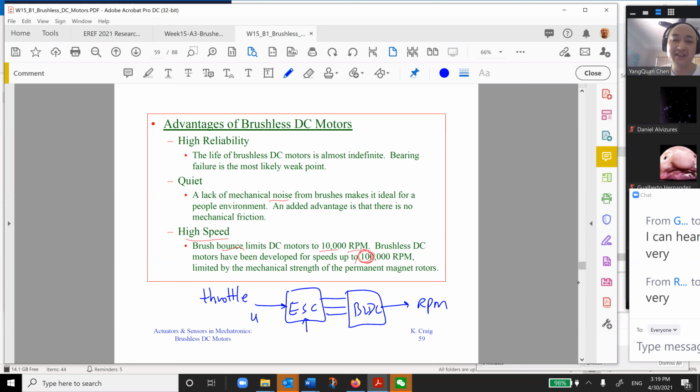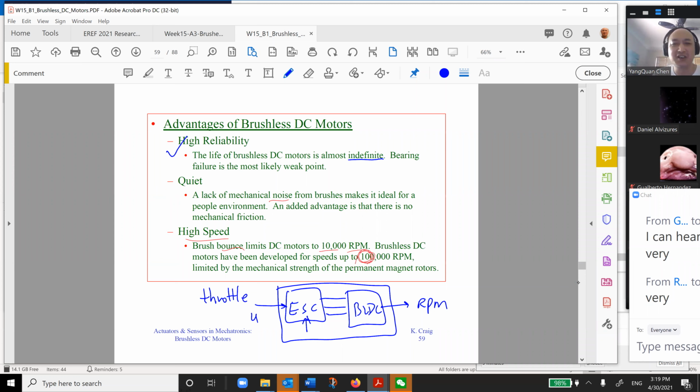Okay, but how is this working? That is the ESC part. They already commercialized everything. So it is so simple, also reliable, and cheap. So high reliability is the first consideration. You keep using it, it's indefinite. So what's the weak point then? That will be the ball bearing. The bearing failure is the most likely weak point.